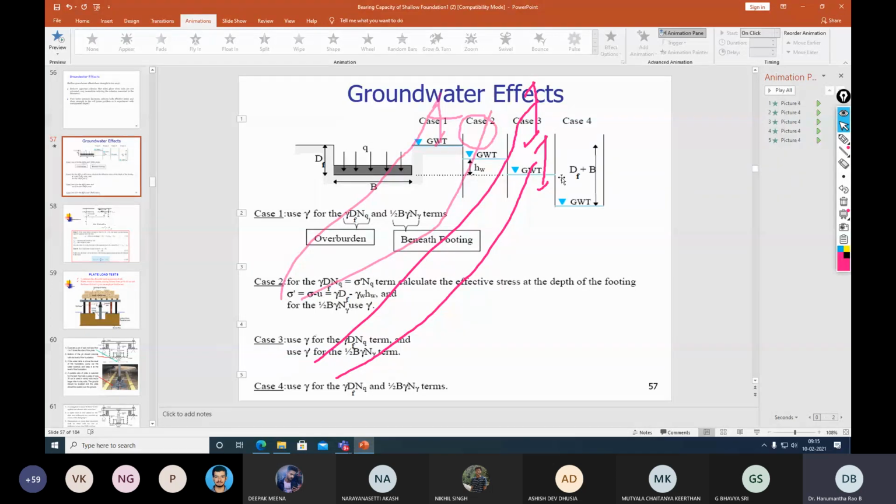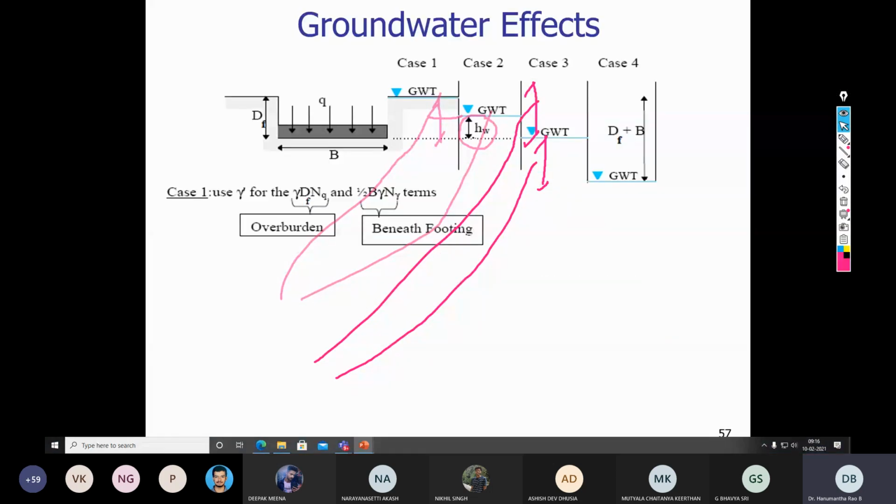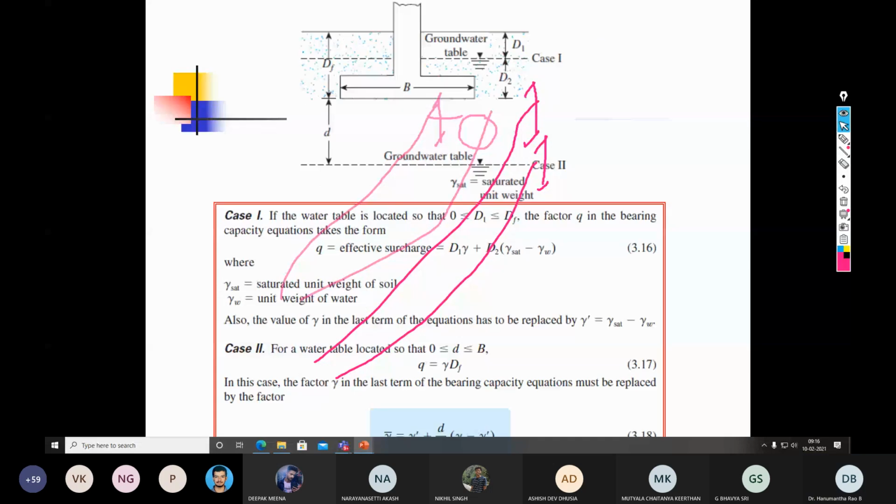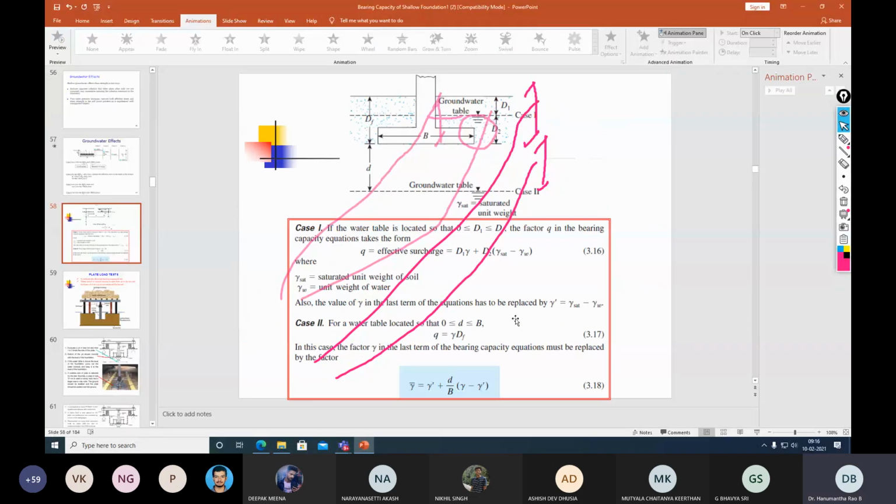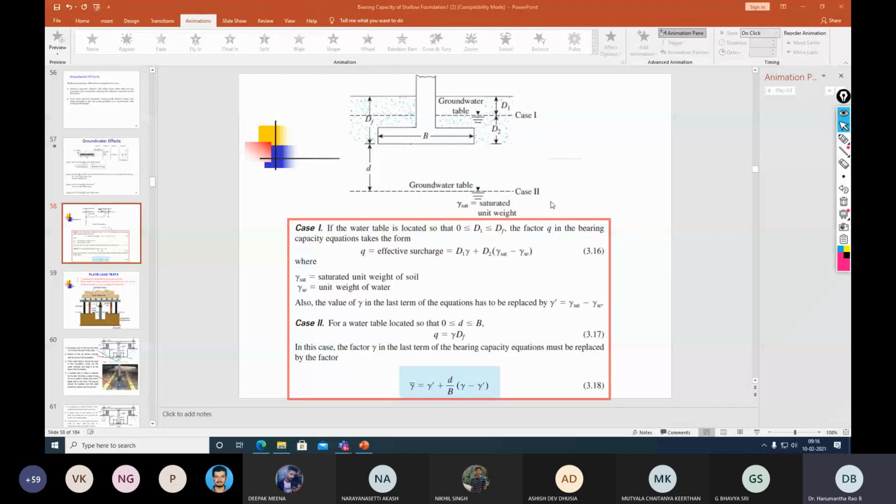So what if groundwater is between the ground surface and Df plus B, or below the foundation level? In that case, you need to interpolate the values of gamma. So this is the case. So this is another case where the groundwater is located at a depth of D from the foundation level, at a depth of D from the foundation level.